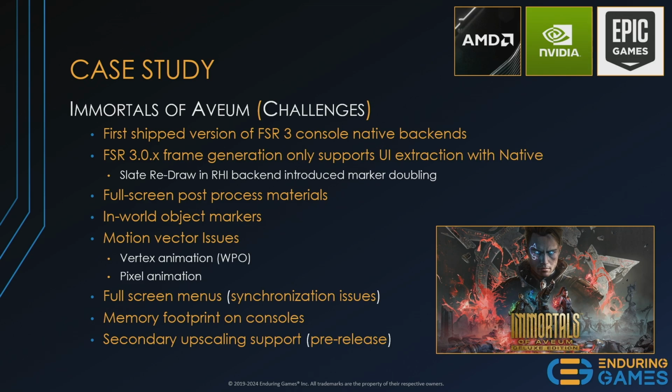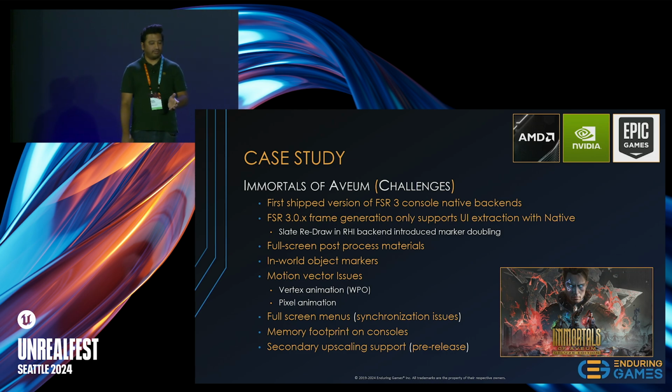3.0x has only support for UI extraction mode in the UE plugin. FSR provides an approach for UI where it uses the previous frame and the non-UI frame to actually extract the UI out and paste it into the new frame. And Slate redraw is the other method they have when you use the RHI backend, where it basically tells Slate to draw again. When you use the native backend, you don't get this in 3.04. It is available in 3.1, but in 3.04 we didn't have that facility, so we had to stick with what we had, and there were some problems related to this specific aspect, and we'll see one of those things today.